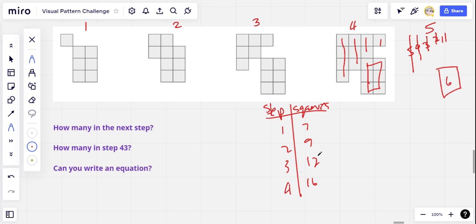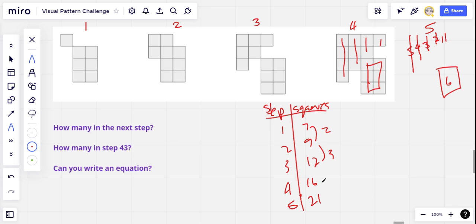Let's add up these numbers and see if it makes sense with these others. So let's see. 4 and 3 and 2 and 1, that's 10. So 5 and 6, 11. So 21. So in step 5, I'm getting 21. Now let's go ahead and do our differences. 9 minus 7 is 2.